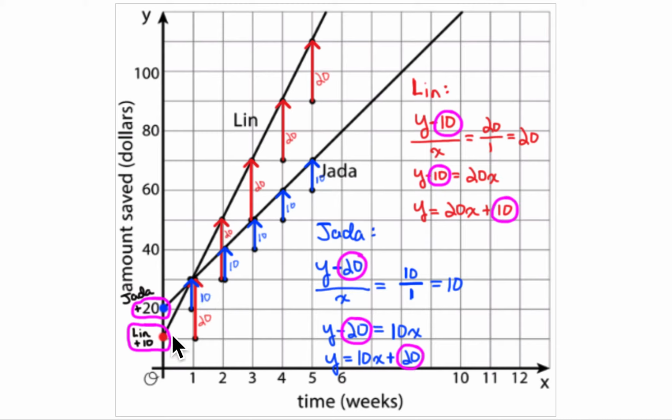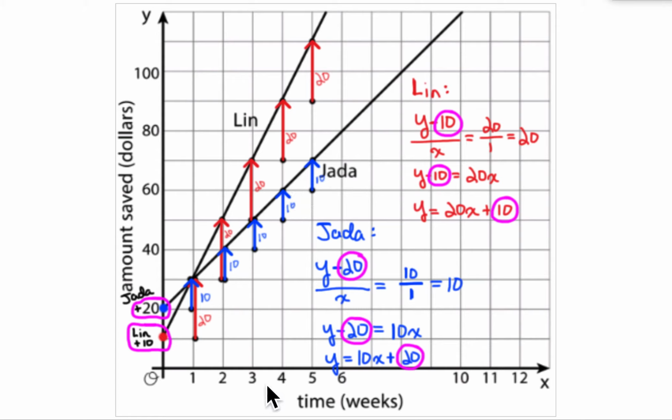So notice that Lynn starts out with less money, but she saves more money each week. So her graph is rising faster. She's saving $20 each week. Lynn is going to save much more each week, so her graph is going to go up faster. It's going to be more steep. Whereas Jada saves less amount each week, so she's going to increase at a slower rate than Lynn.